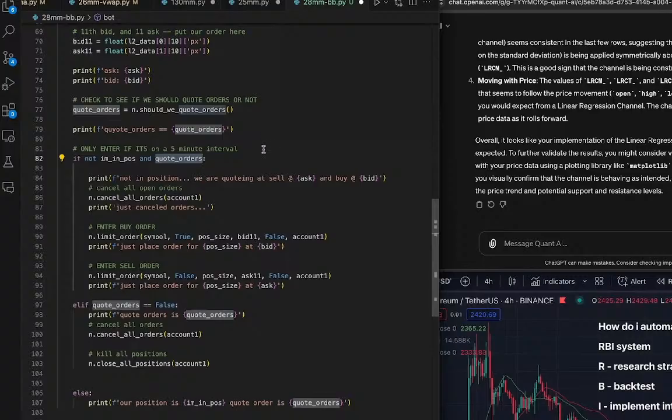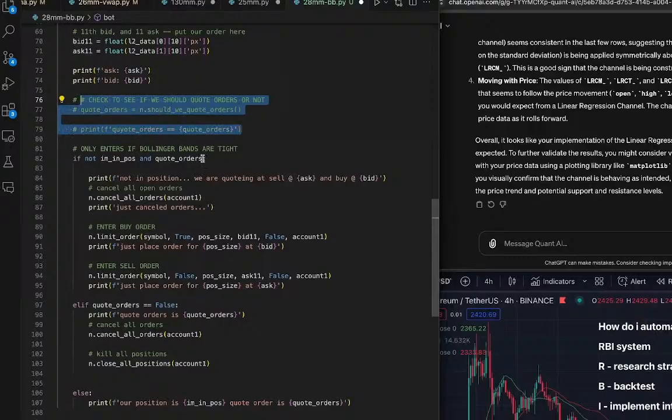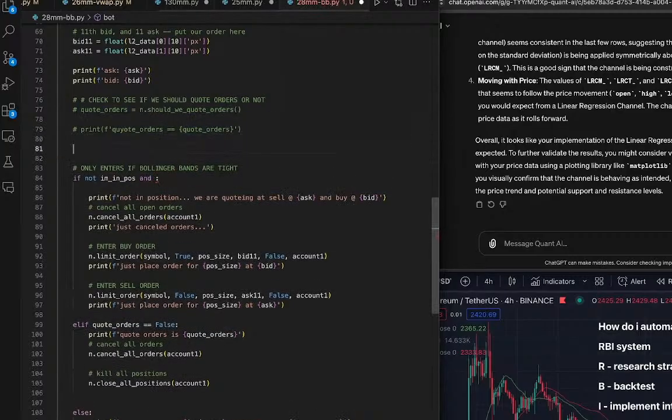Except quote orders only enters if Bollinger Bands are tight. So let's get the Bollinger Bands. I can actually remove this here. Well, let's keep it, but I'm going to remove this. And then let's say Bollinger Bands tight equals. And what is our function?